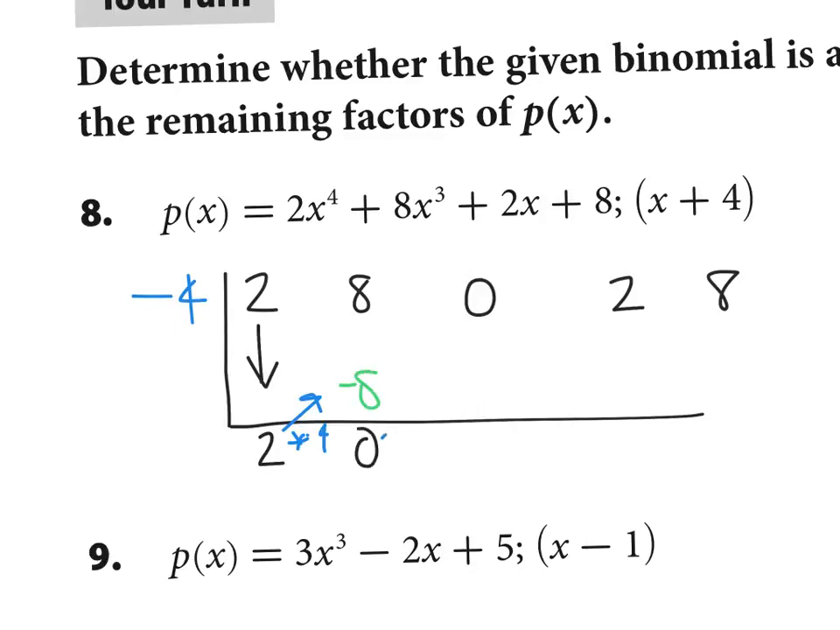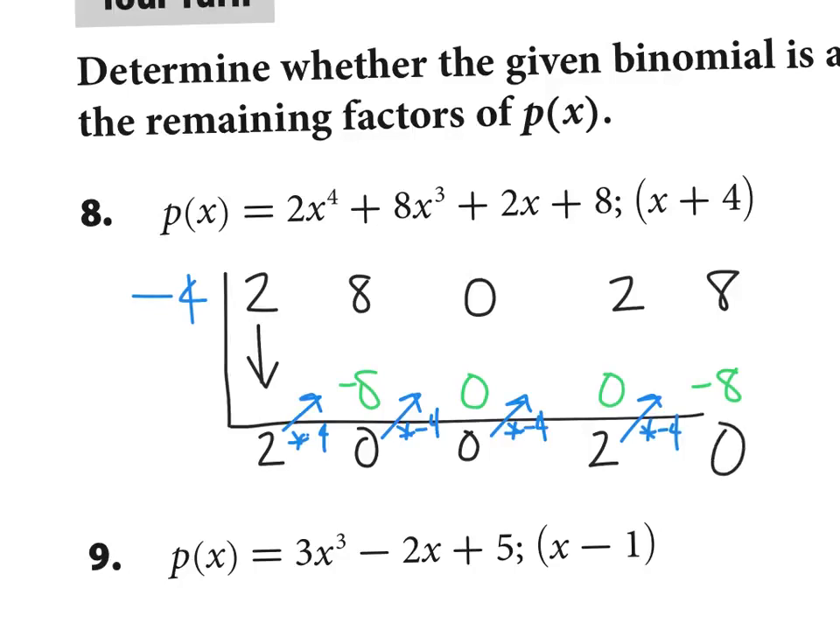And then we multiply 0 times negative 4, which is 0. And then 0 and 0 gives us 0. And again, 0 times negative 4 is 0. And then 2 plus 0 is 2. And then 2 times negative 4 is negative 8. And 8 minus 8 is 0.